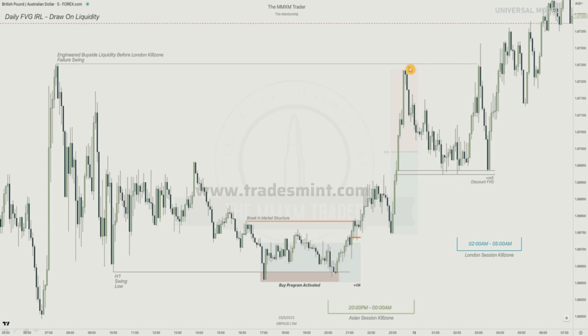And then a partial above buy side liquidity is always smart to do. And it even comes back one more time around 4 a.m. to continue up and reach our long-term perspective target, right? That drawn liquidity, the daily fair value gap.